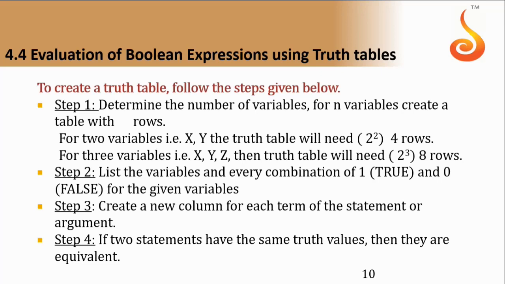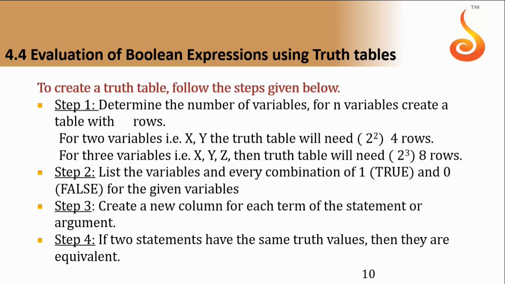To create a truth table, follow these steps. Step 1, determine the number of variables, like how many variables are there. Depending on that, the truth table will have that many rows. For example, if it is 2 variables, 2 raised to 2, it will have 4 rows, and if it is 3 variables, it will be 2 raised to 3, that is 8 rows. That is, that many possible combinations of zeros and ones, right?